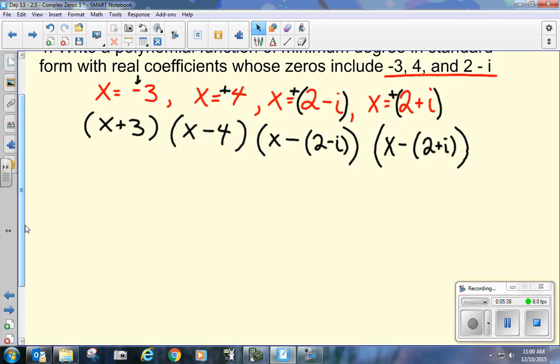Donovan, yesterday, when I was telling you guys a quick way to do this, instead of actually foiling it out and combining the middle term, do you remember that or no?